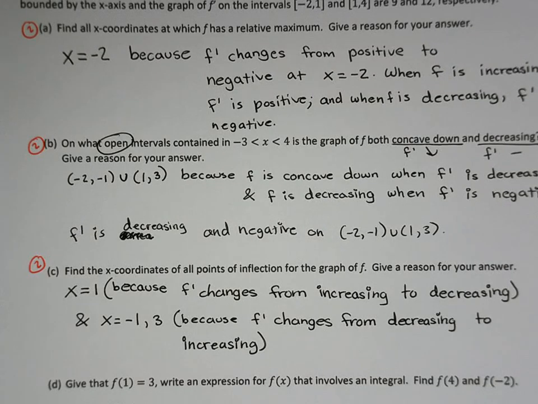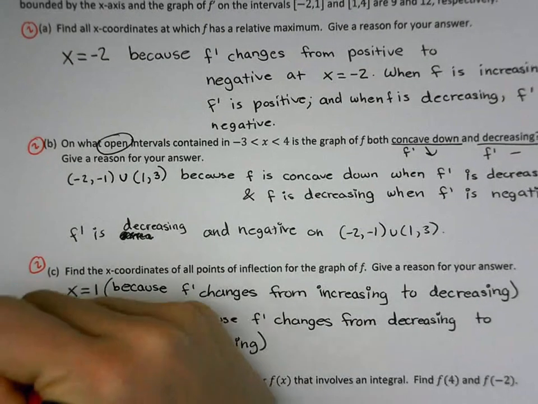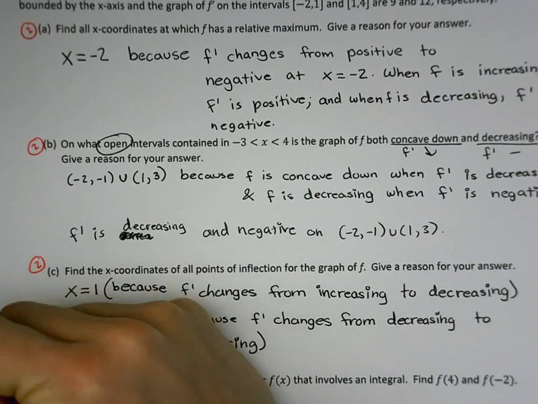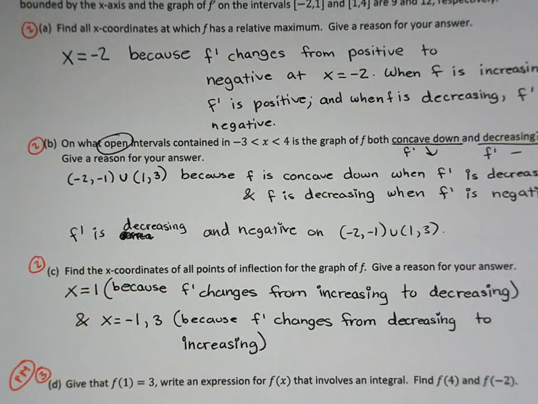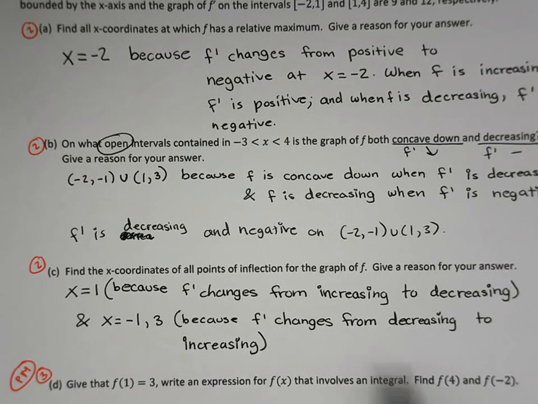Part D is kind of our oddball one for this particular year. It asks, or it says, given that f of 1 equals 3, write an expression for f of x that involves an integral. Find f of 4 and f of -2. Okay, where this one actually comes from, and this is going to be 3 points, is actually out of your particle motion packet, although it's definitely taking kind of a weirder form here. Given that f of 1 equals 3, they've given us one location of our graph, and they're asking us to find different ones.